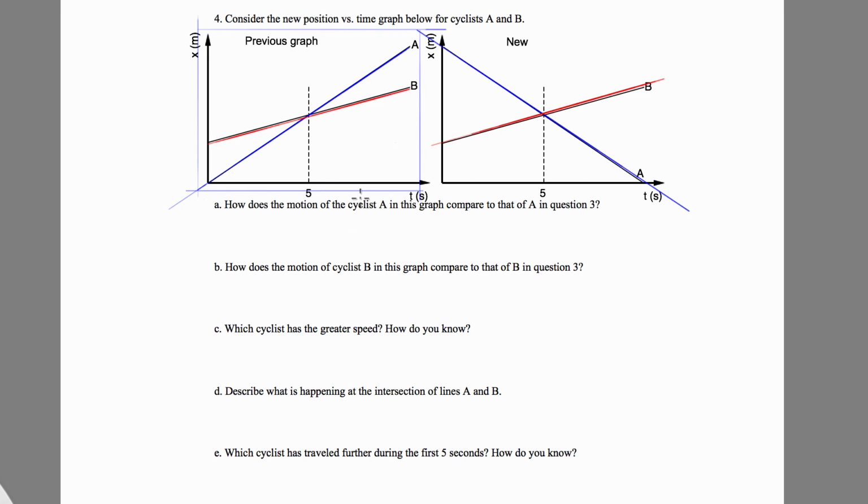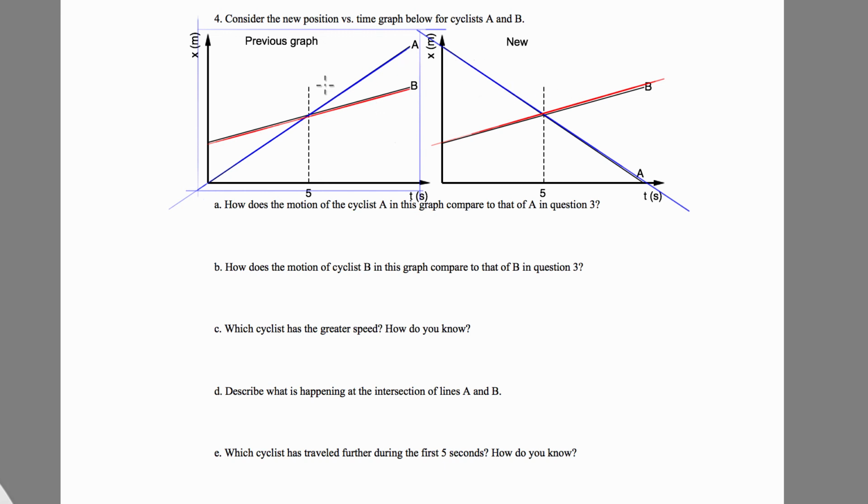So how does the motion of cyclist A in this graph compare to the cyclist A in question 3? Well, in this one he started behind B, as in a lower value. That could mean a lot of things, but if I think of this being a race and red got a head start, blue started behind, and they were both going in the same direction and eventually passed. In the new graph, it's quite different.